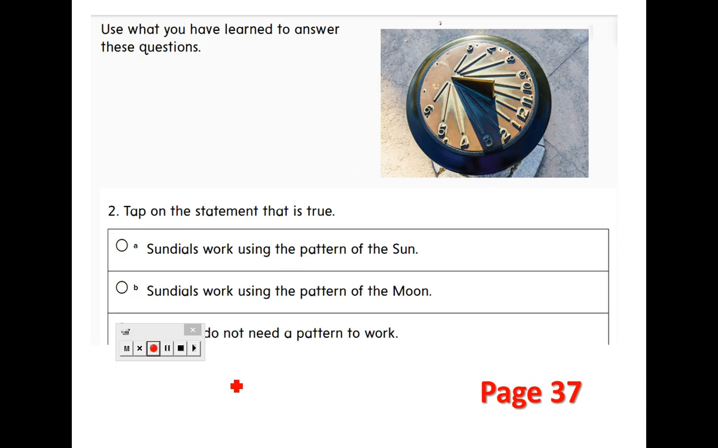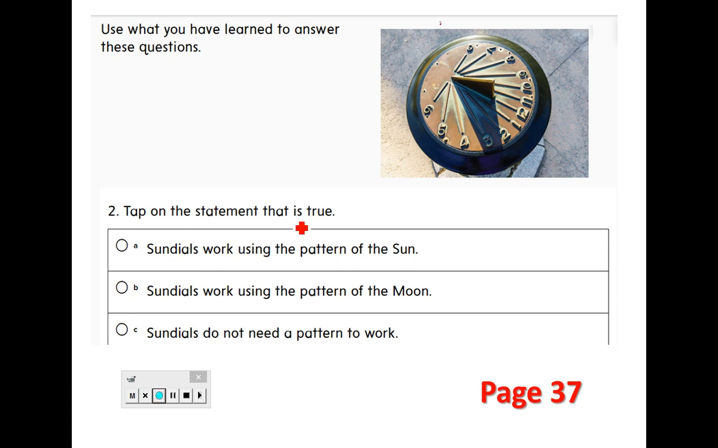Remember the sundial? The sundial, we saw it at the beginning of our lesson. We said it is used to tell us the time by using the shadow from the sun. That's why it's called the sundial. So we are using the shadow from the sun.